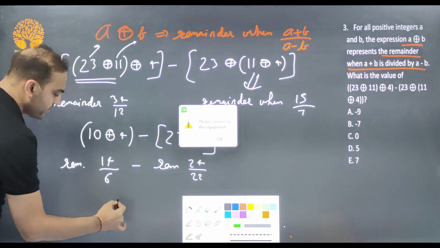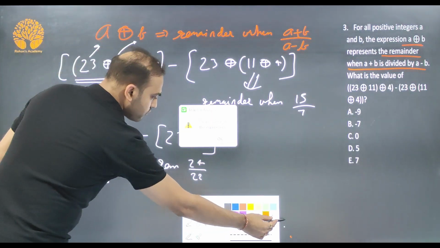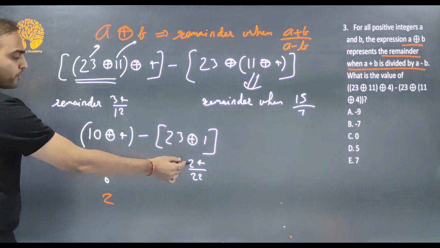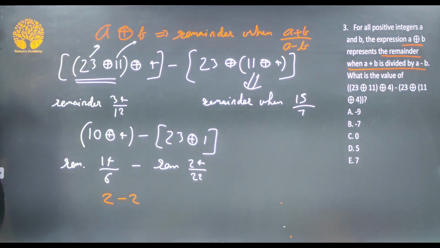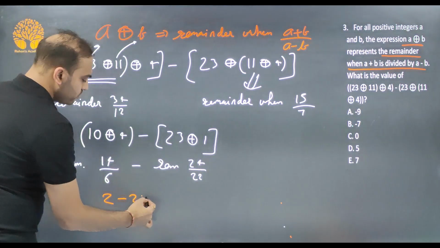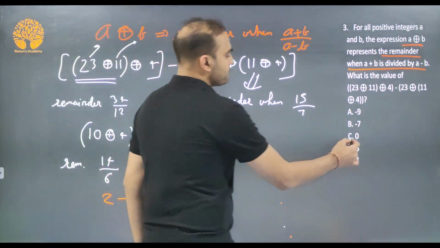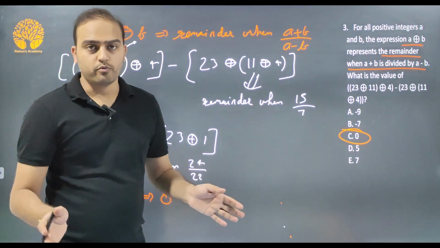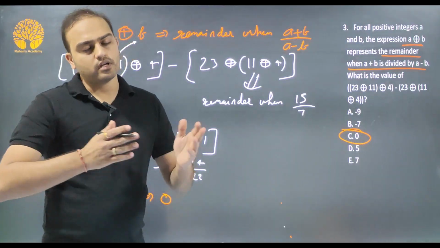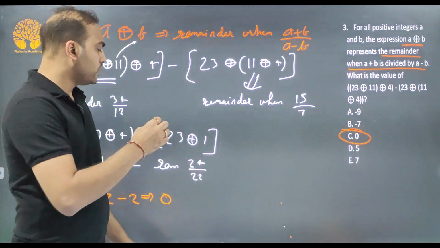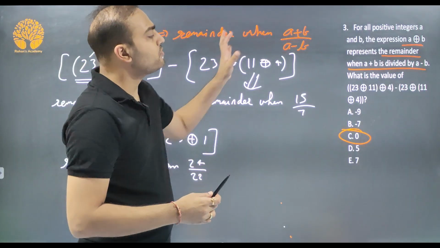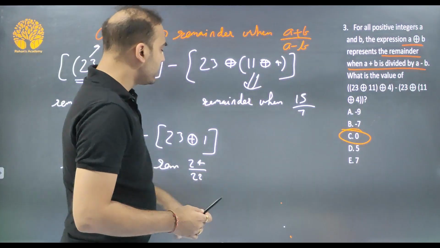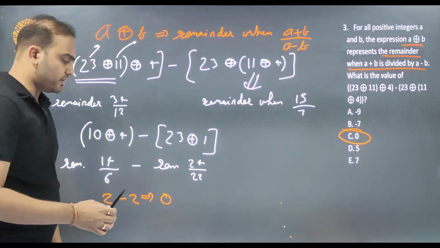14 divided by 6, remainder is 2, right? 24 divided by 22, again the remainder is 2, right? 2 minus 2, the answer is 0. Okay, so again multiple variables are given, no problem. Definition of a function is given, again no problem. All you have to do is plug in the values in place of the respective variables into the definition. You do that, you can easily solve the question.